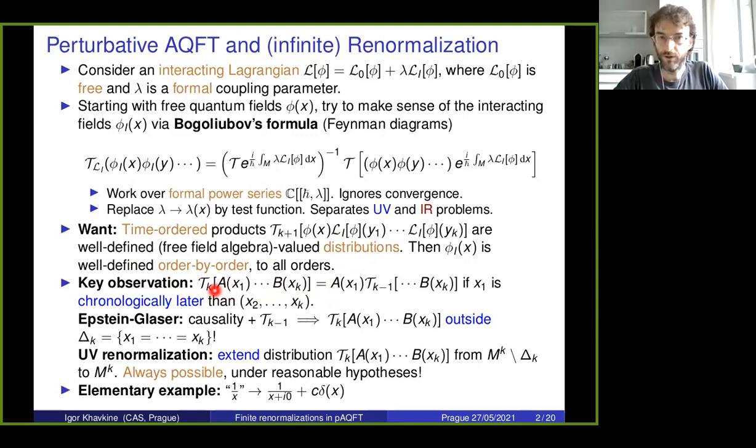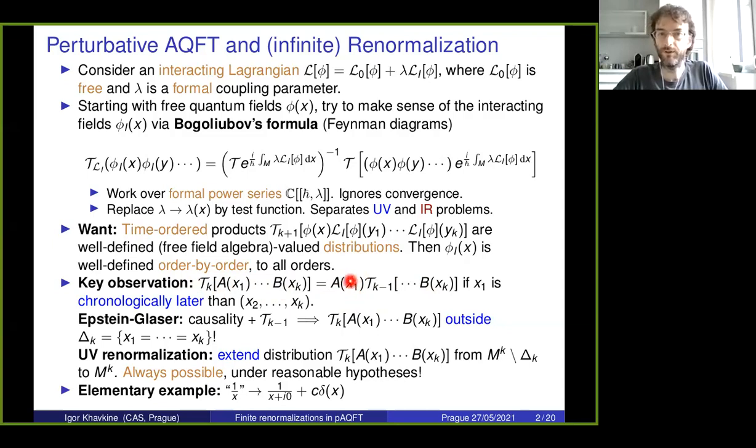So suppose that you feed in k objects into the time order product, and you notice that one of them, say the one localized at x1, is chronologically later than the spacetime arguments to all the other terms in this product. Well, by the time ordering property of these curly T's, we could now take this factor at x1 outside, and use the quantum product in the algebra that we already have defined, okay?